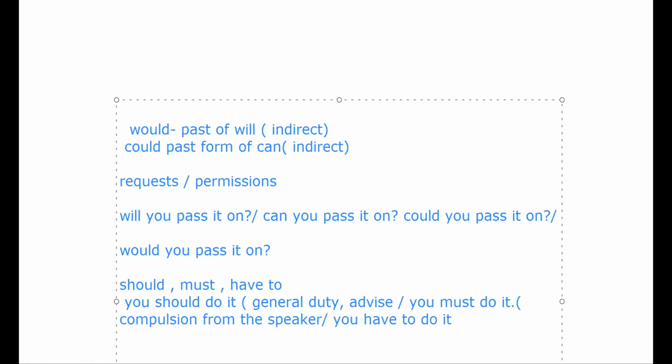Suppose if I say this to someone, you must come on time. It means I am enforcing this. This is not advice. I am forcing you to do something. It's a kind of dominating voice from my side. Father says, you must come home by 8. Your father is showing his power. So must is used to show compulsion from the speaker.